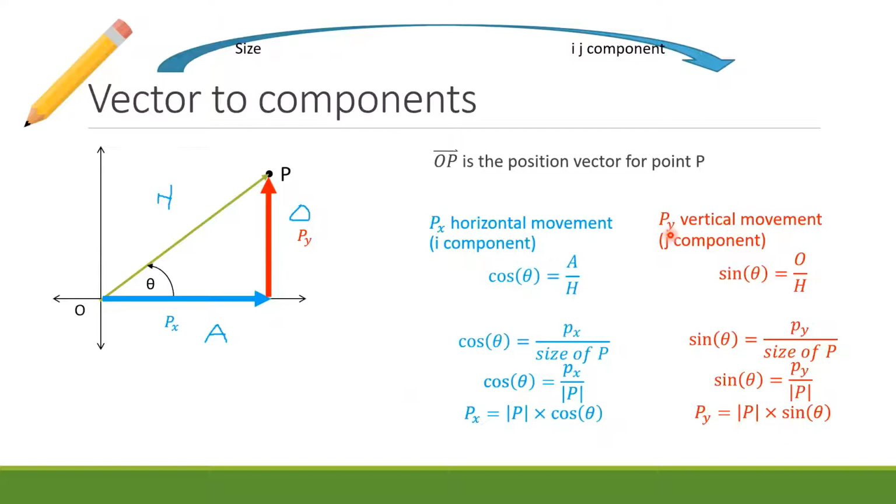That is the method you need to calculate your i and j components. You need to know the length of the vector, you need to know sine and cosine and how to rearrange them too. So if you're not confident with your trigonometry, you might have to spend a little more time working on this to make sure you know what you're doing.